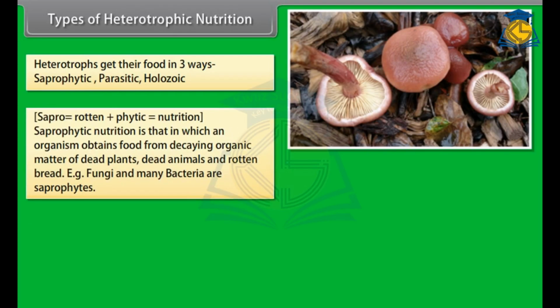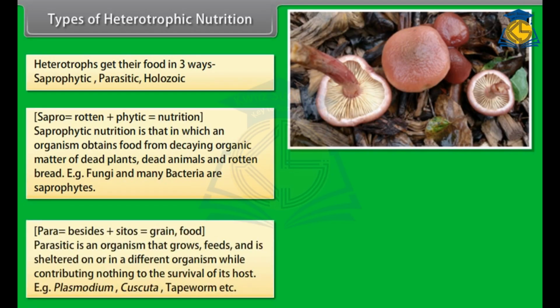Sapro means rotten and phytic means nutrition. Saprophytic nutrition is that in which an organism obtains food from decaying organic matter of dead plants, dead animals, and rotten bread. That is, fungi and many bacteria are saprophytes.